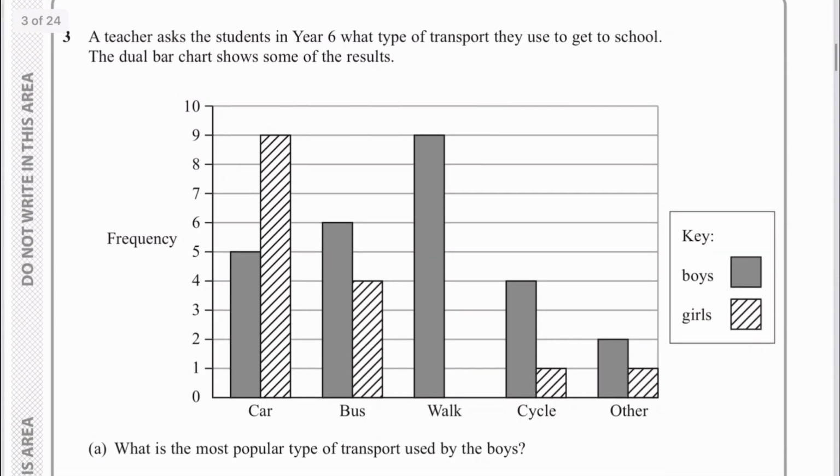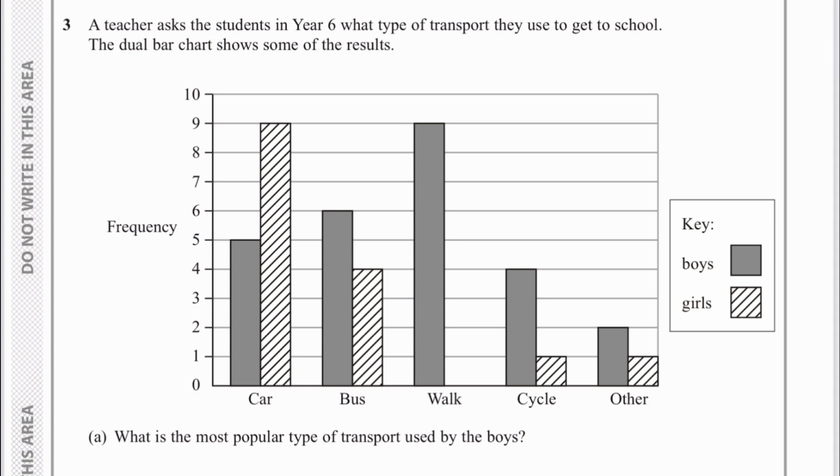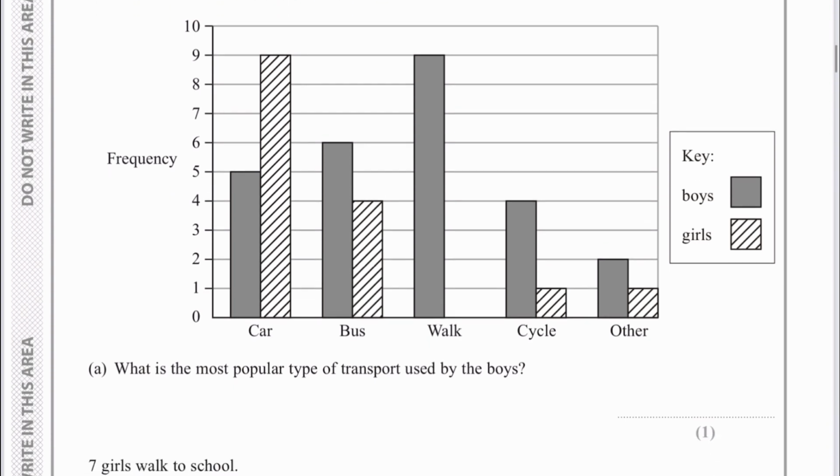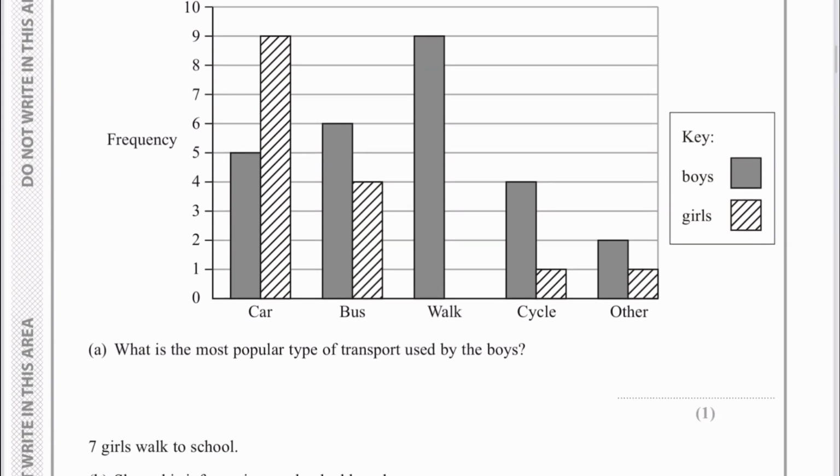Okay, let's have a look then at question number 3. This is a fairly typical bar chart. A teacher asks the students in year 6 what type of transport they use to get to school, and we've got a dual bar chart. So the grey there is boys, and then the hatch there is girls. Okay, so part A is: what is the most popular type of transport used by the boys? Well, that's going to be walking.